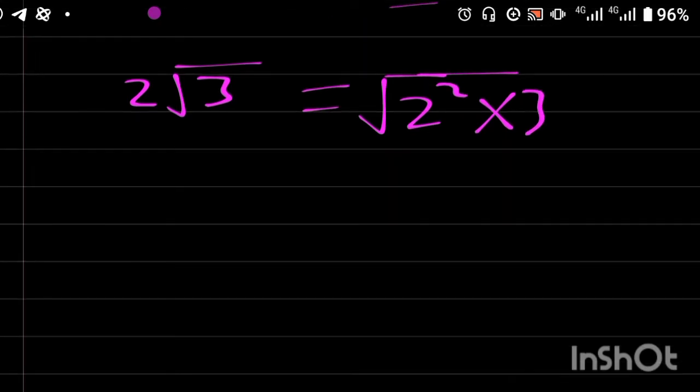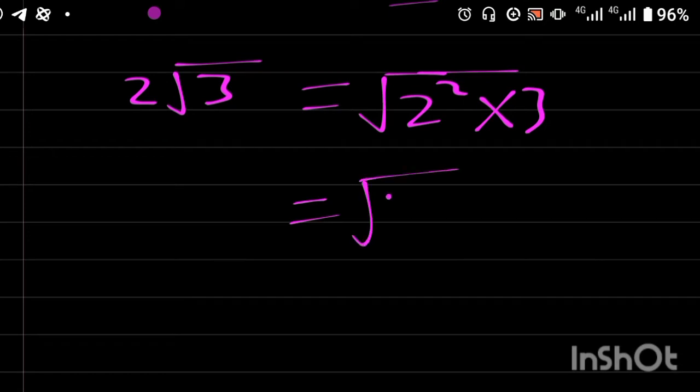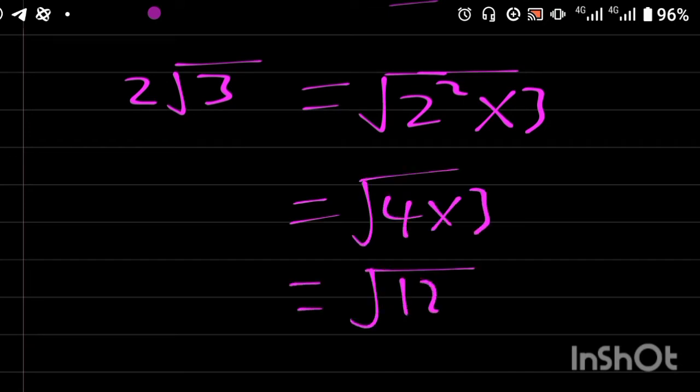Therefore, I'm going to have square root of 4 times 3. My answer is now equal to square root of 12. So, changing it back to the ordinary form.